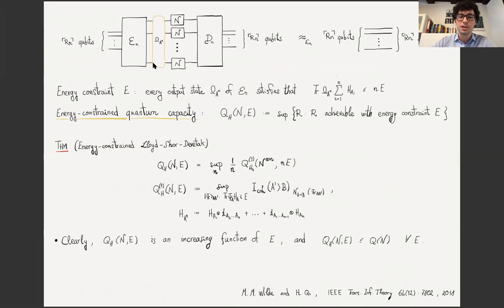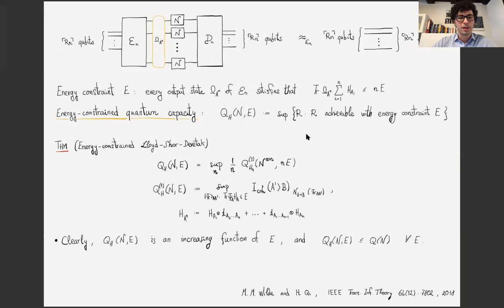Okay, so we allow this energy to blow up as n goes to infinity, but the average energy per use of the channel must be fixed. So this E is a fixed number, okay? And the energy constrained quantum capacity will depend on this number, and also on the Hamiltonian, of course. And this is defined as usual as the supremum of all achievable rates with this energy constraint.